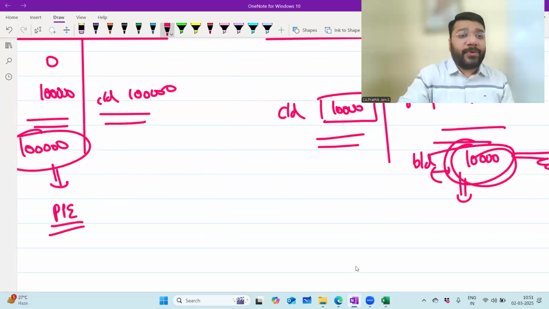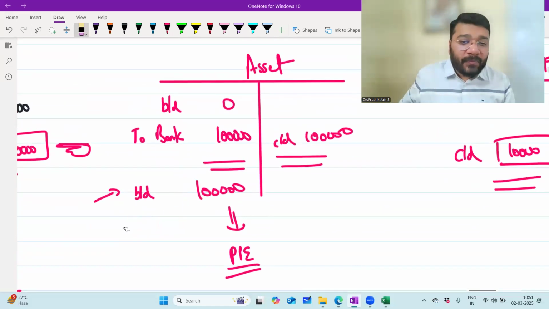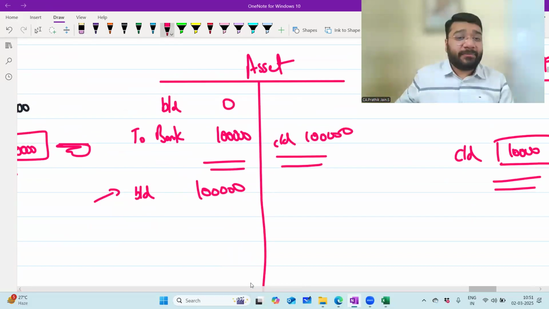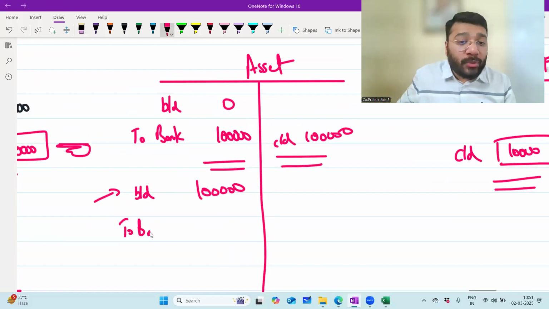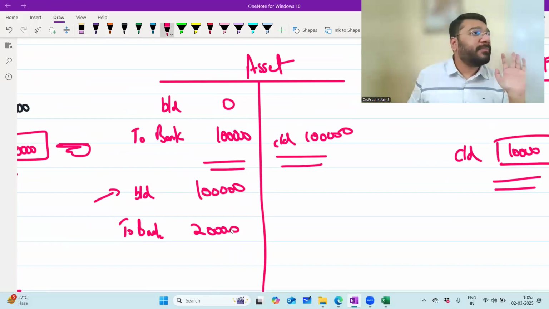Let me continue the same question here. Now, what has happened is this second year is continued. In the second year, purchase one more asset from the bank for 2 lakh rupees. The first asset is sold in the middle of the year at no profit, no loss.